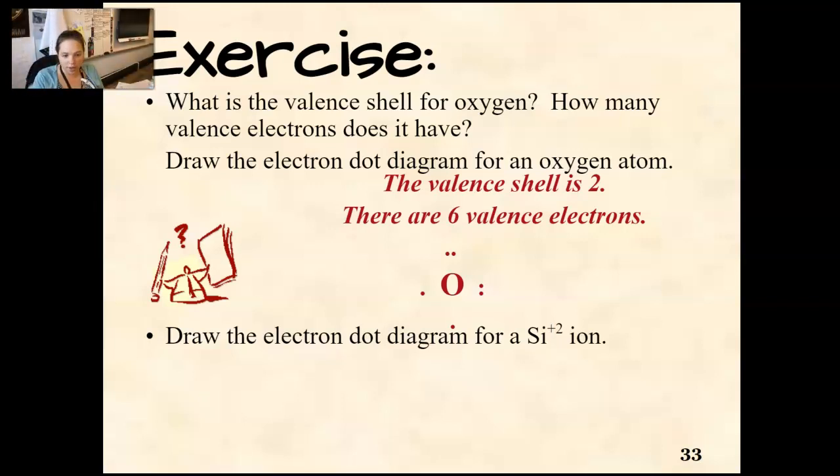All right, draw the electron dot diagram for a silicon plus 2 ion. So Si, silicon, has 2, 8, 4. And because it's a plus 2, that means I've got to take 2 away. So this is going to be a 2. I'm looking at that last number right there. It was a 4. It's now a 2. So my silicon, Si, is going to be 1, 2.